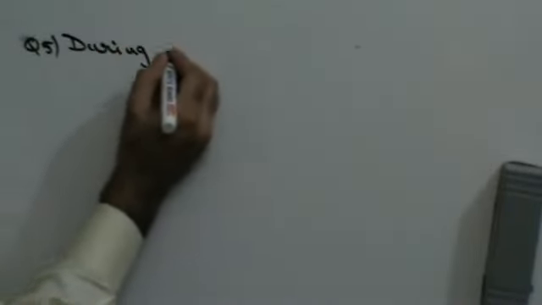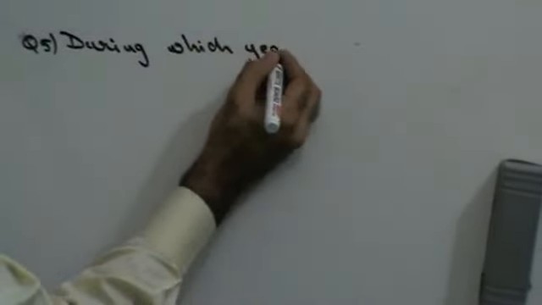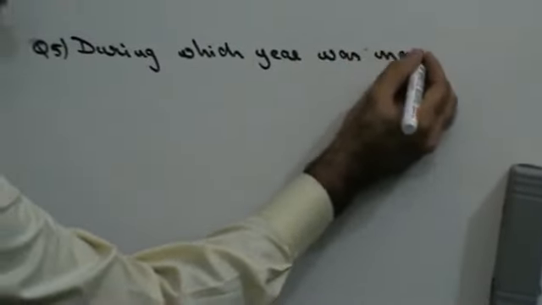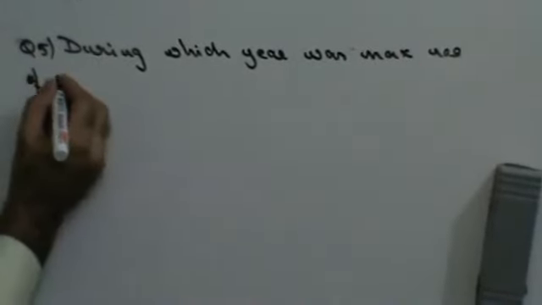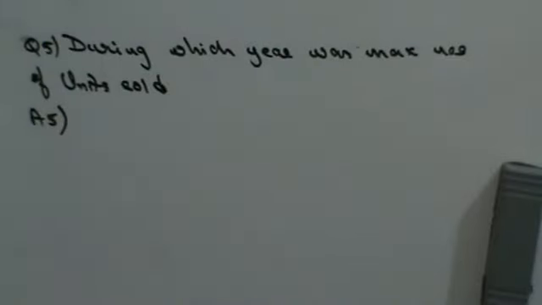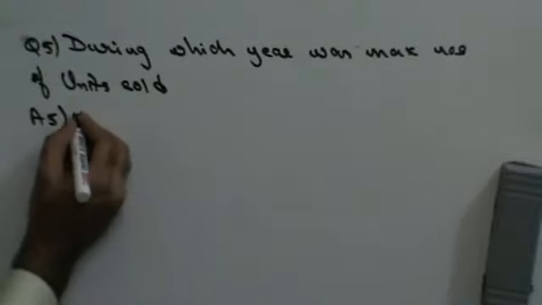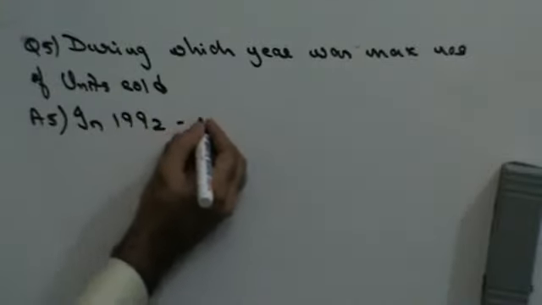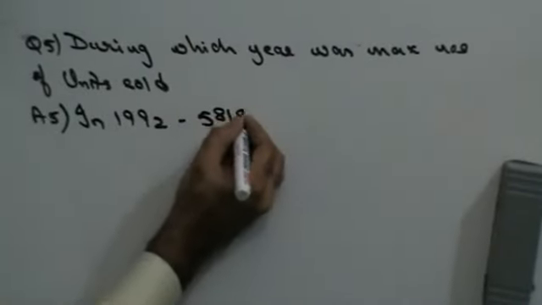During which year was maximum number of units sold? Right? Just by looking at it, you can say that the maximum number of units were sold in the year 1992. You've sold 5,818 units. So in 1992, 5,818 units.